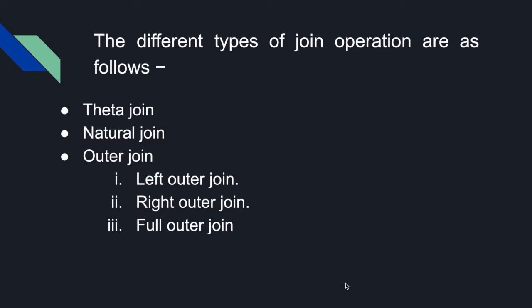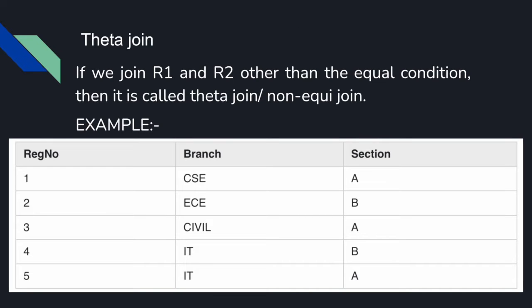The different types of join operations are as follows. First is theta join, second one is natural join, third one is outer join, and subtypes of it are left outer join, right outer join, and full outer join. In theta join, if we join R1 and R2 on a condition other than equality, then it is called theta join or non-equi join.